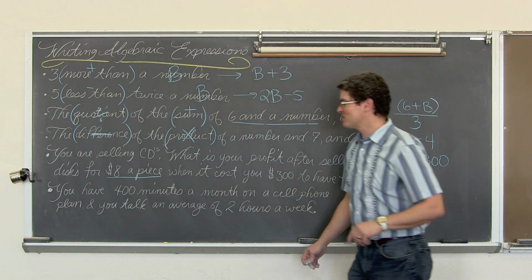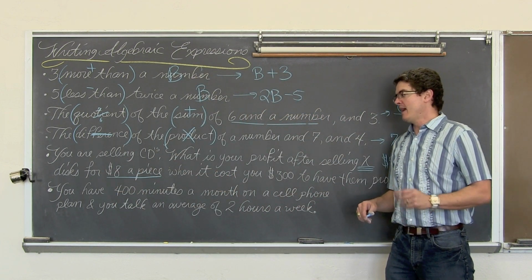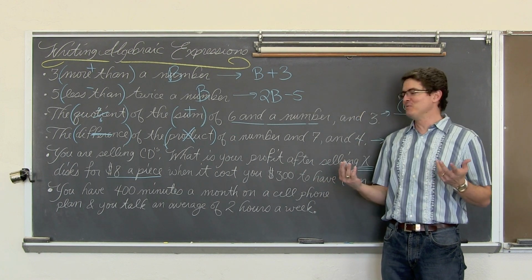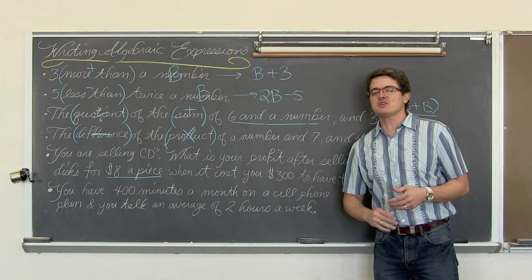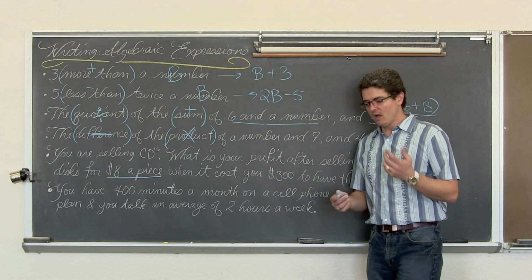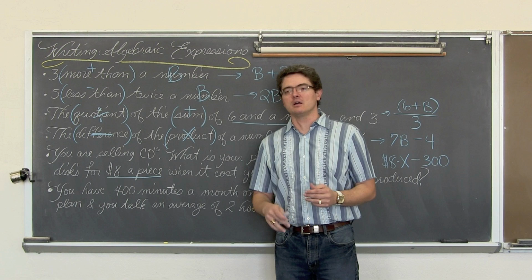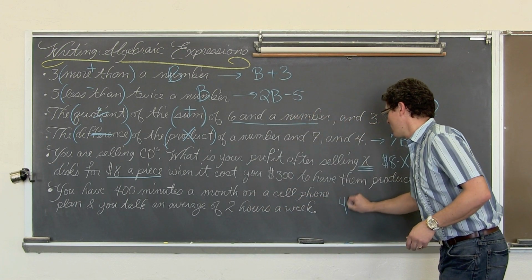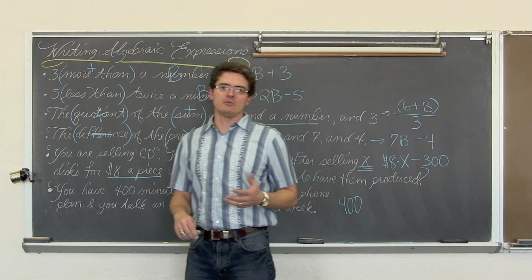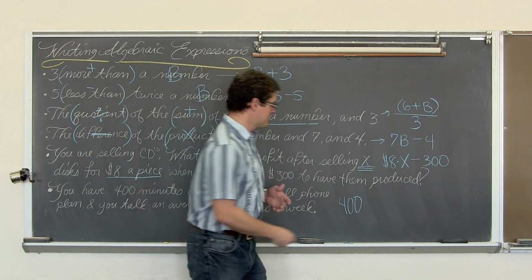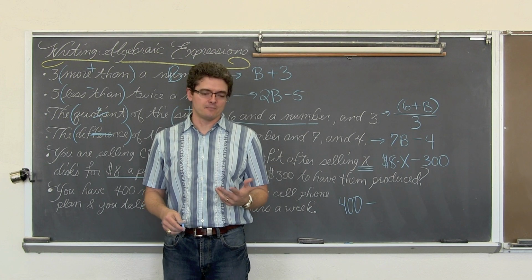Last one on this page. You have 400 minutes a month on a cell phone plan. And for some reason you know that on average you talk 2 hours a week. Write an expression for this. Well, you start with a big clump of minutes and you burn them off as you talk. So we start with 400 minutes, and as we use them, we don't get more minutes available, we get less, which is a subtraction on the available number of minutes left.